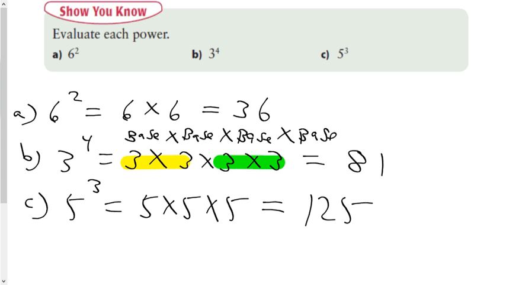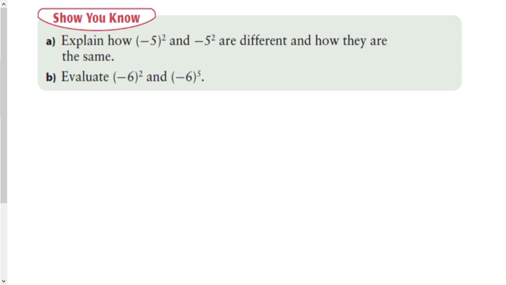Any idea what we're going to do next here when I flip to the next page? What kind of bases do you think we're going to explore next? We're going to explore negative bases. Okay. So our third example, we can call it SYK3 or show you know 3, says explain how this question and this question are different.